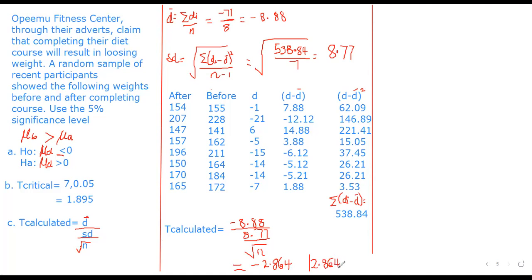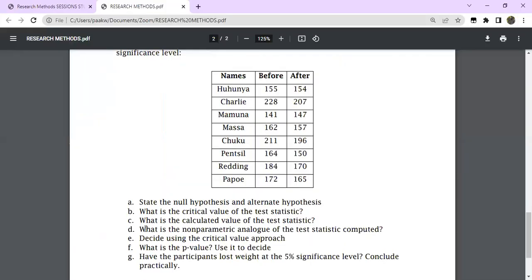2.864. The D was like... Come again, you said? D. Can you see the D now? Okay, yeah, I can see it now.